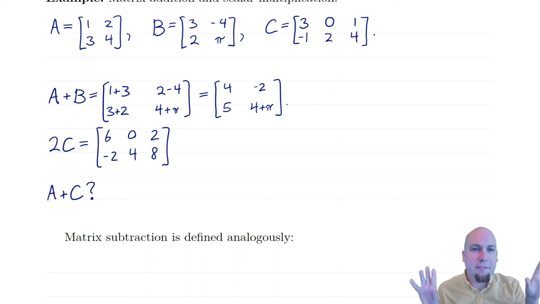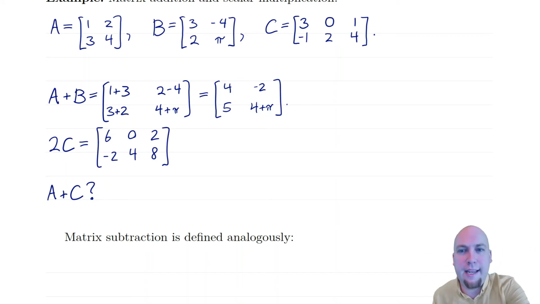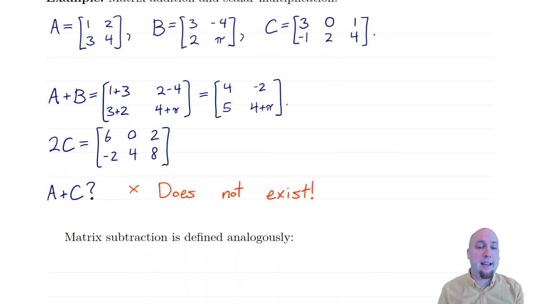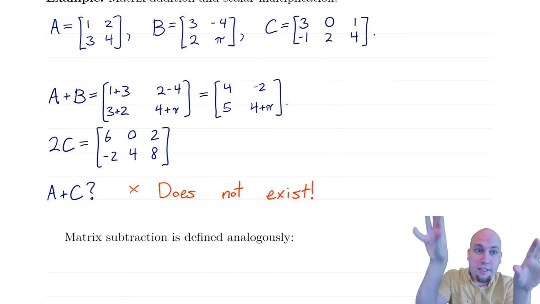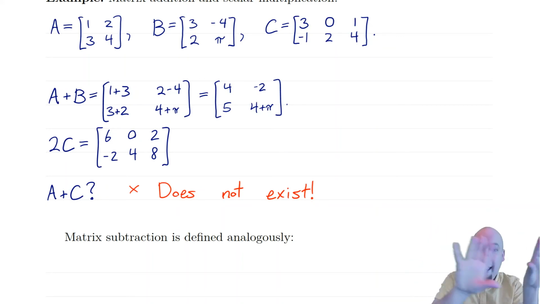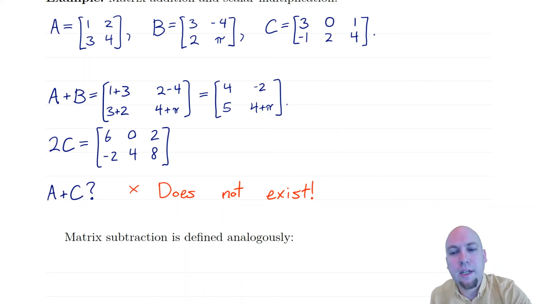Instead, if matrices have different sizes, A is 2 by 2, C is 2 by 3, we just say that the sum does not exist. You cannot add them to each other. This is very analogous to what it was for vectors. If you had vectors with different numbers of entries, different dimensionality, you could not add them to each other. You need the same number of entries to be able to do vector addition. Same thing for matrices. You need the same number of entries arranged in the same shape, so the same number of rows and the same number of columns to be able to do matrix addition. Otherwise, it just doesn't exist. It's not a thing.